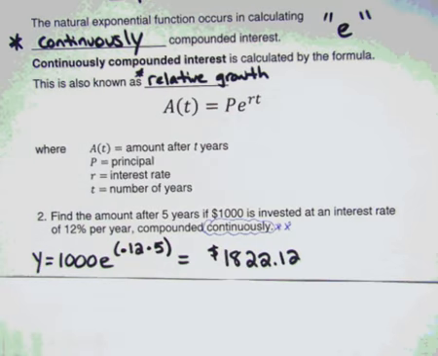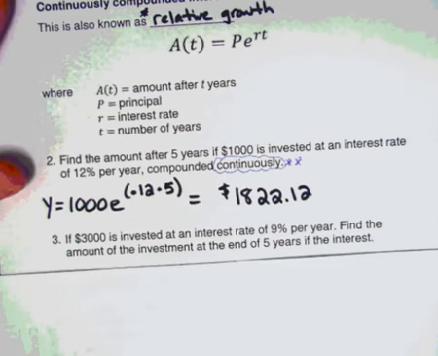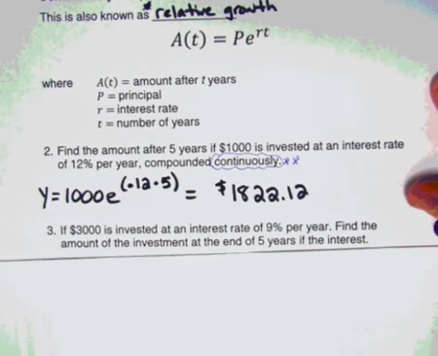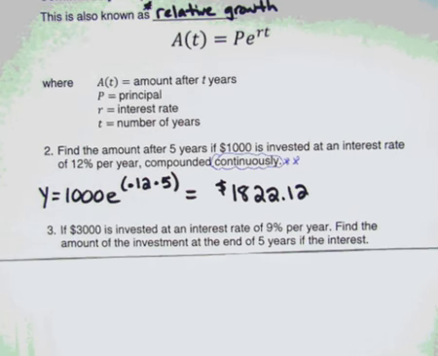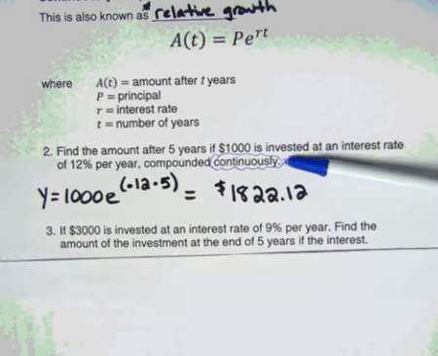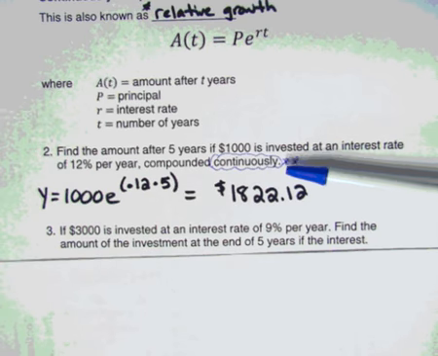Okay, so on to our second example. If $3,000 is invested at 9% per year, find the amount of the investment at the end of 5 years. Okay, so it may not be obvious at first, but again, I want you looking for key words. Find the word continuously, box it in, bubble it in, put some stars.